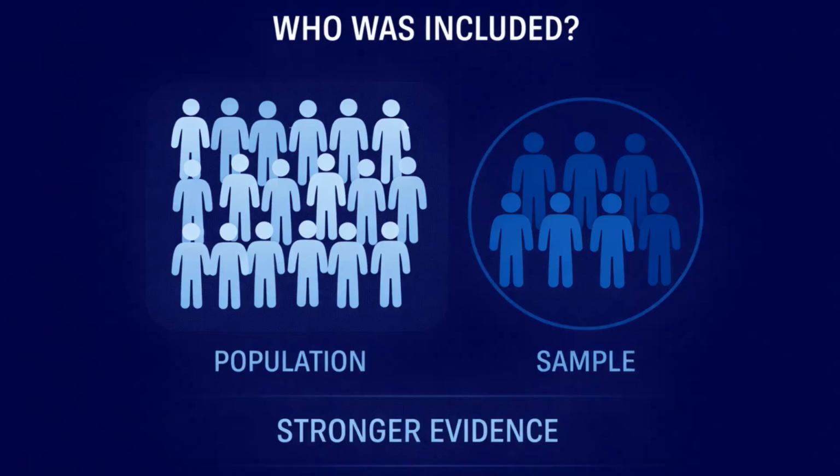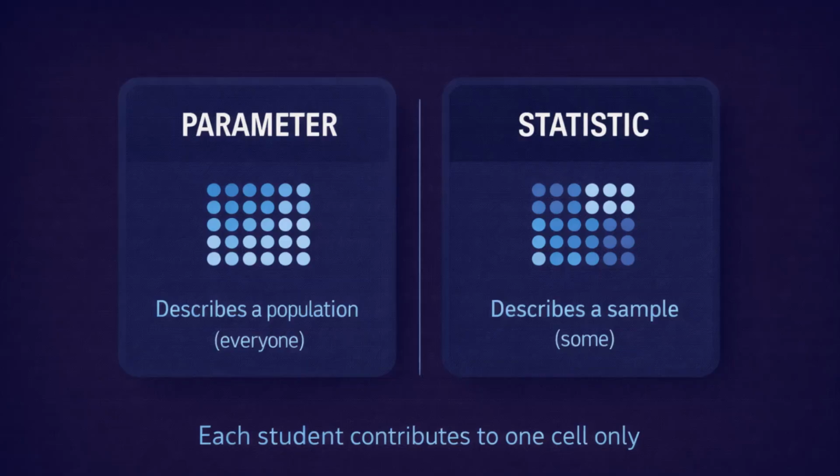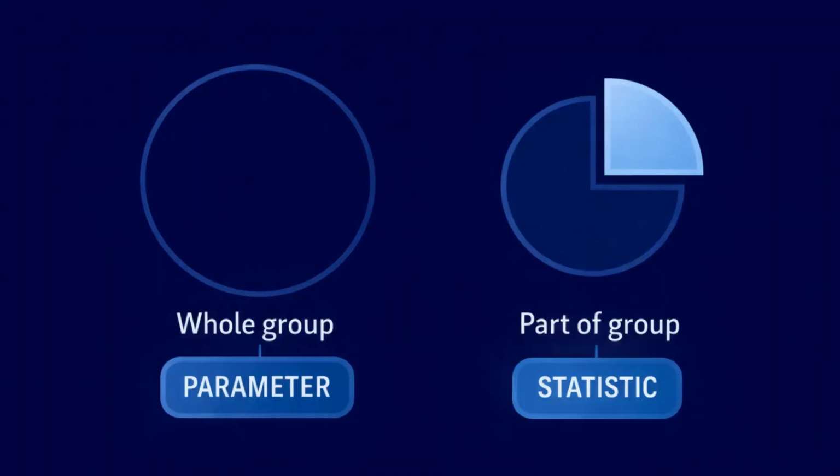We'll start with parameters and statistics. Anytime you see a number describing a group, the first question to ask is who is included. A population is the entire group you want information about. A sample is only part of that group. A parameter describes the population, meaning everyone in the group was included. A statistic describes a sample, meaning only some people were included. A simple rule to remember is this: whole group equals parameter, part of the group equals statistic.